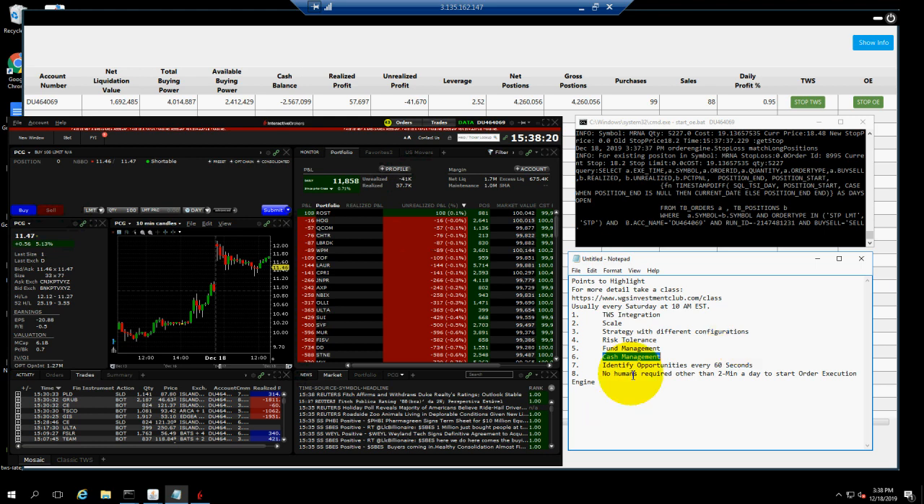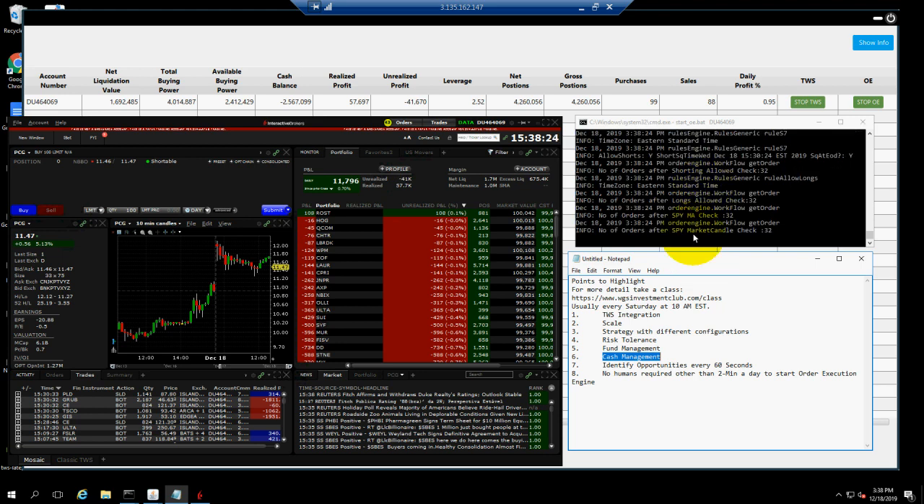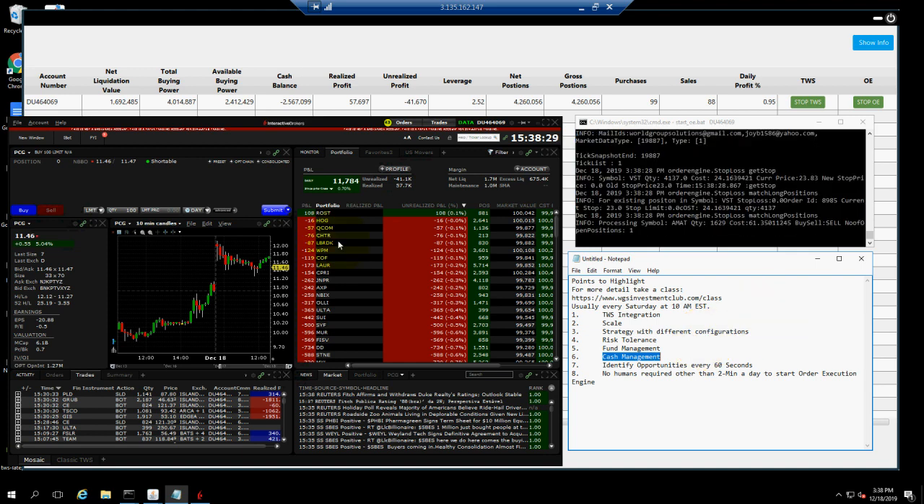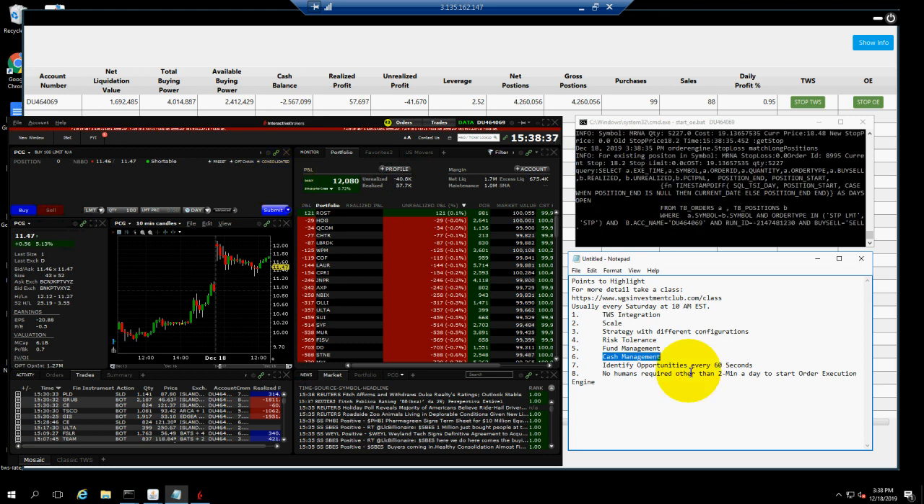So every time you'll notice this black window is running every 60 seconds. So this is the key of the enhancement to TWS. It can be enhanced with any other broker's platforms, so far as they have an API available. So the idea is there will be no humans required. All you have to do is, in the first 2 minutes of the day before the market opens, you just start these TWS and the order engine, which is this one on the arrow, and it runs on its own.